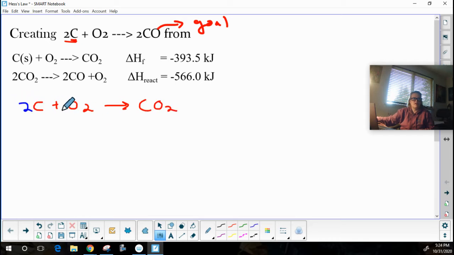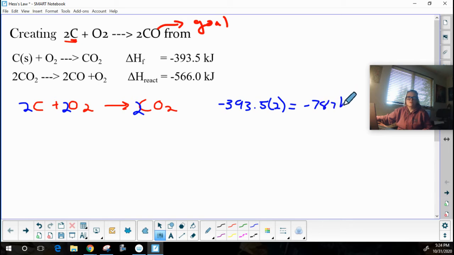And I'm going to double that, double that, double that. And so I'm going to double the enthalpy of formation of that carbon dioxide. 393.5 times 2 makes, let me just double check my math really fast. 393.5 times 2, that's negative 787 kilojoules, like you saw on the last screen. All right, so this takes care of this carbon. So I'm going to check that one off because I've got the carbon here.